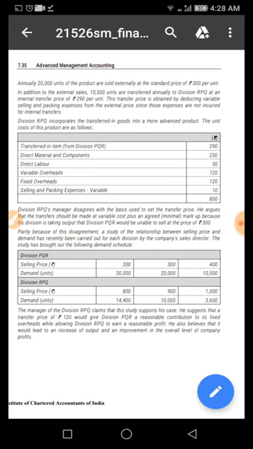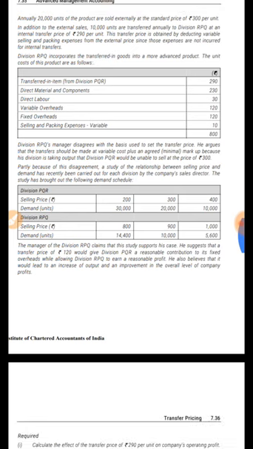So what they are saying, the manager of the division RPQ claims that this study supports this case. He suggests that a transfer price of 120 would give. So he is suggesting that, okay, you can quote rupees 120.